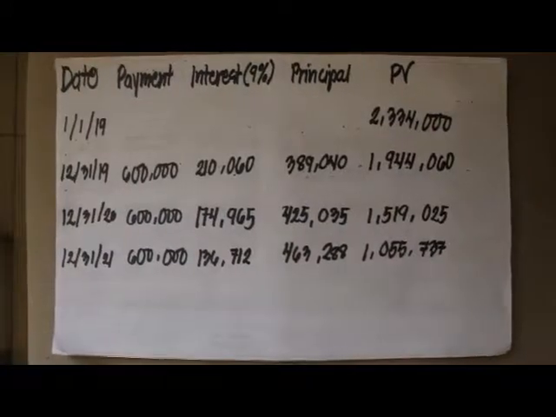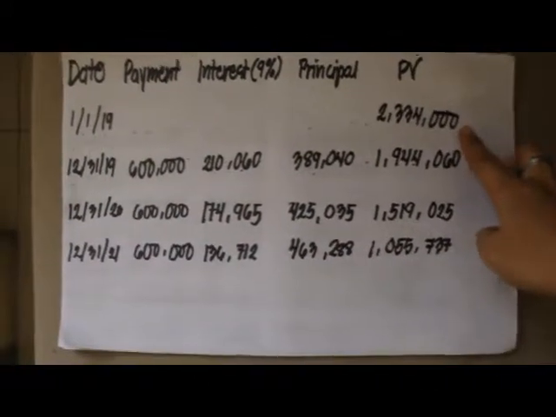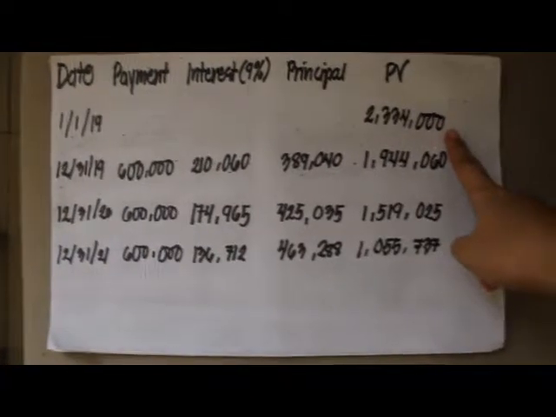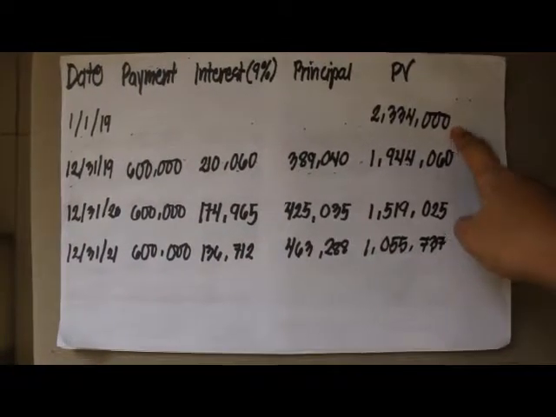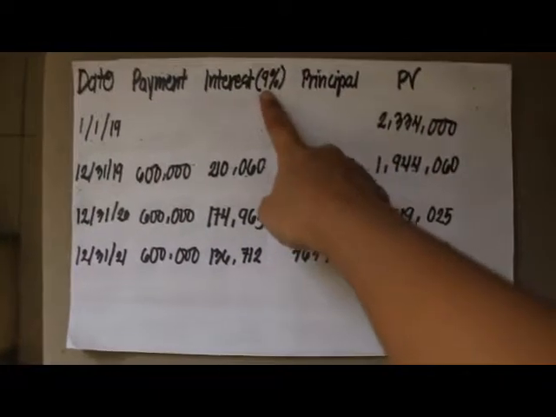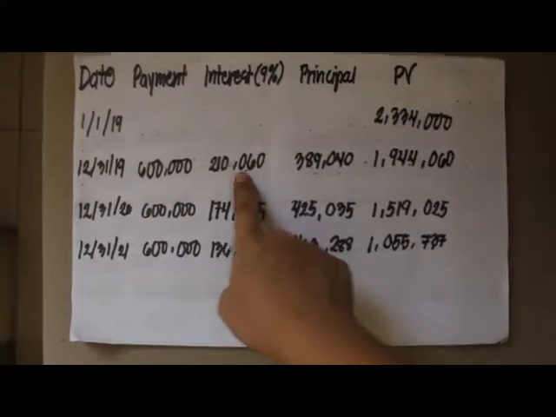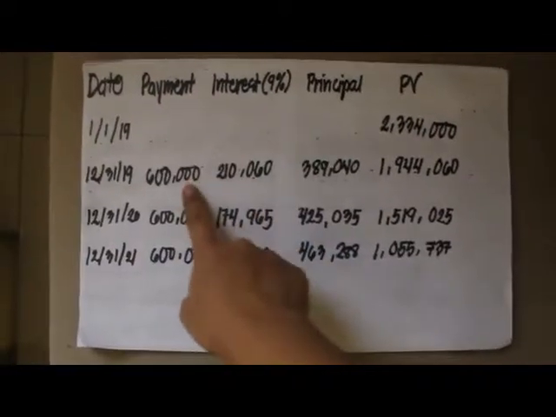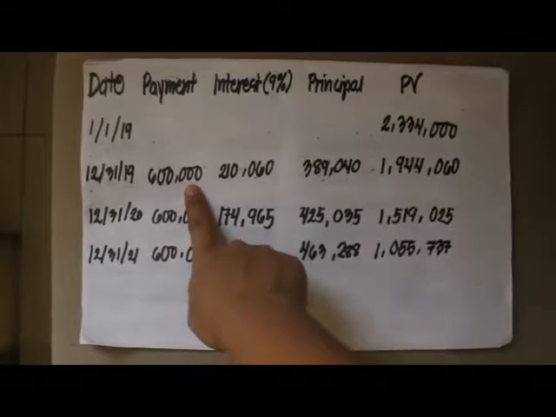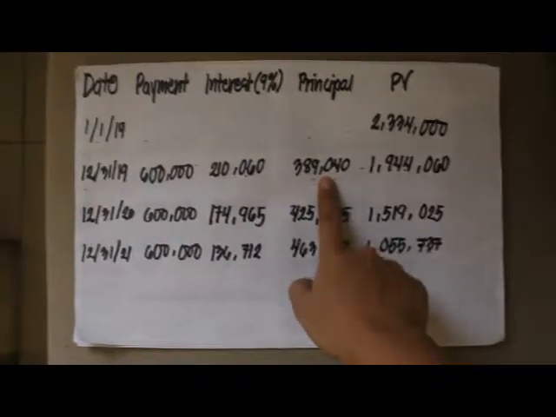Yung second step naman, yung prepare amortization table. Para sa Step 2, Amortization Table, magsimula lamang sa nakuhang present value ng lease liability na 2,334,000. I-multiply lang to sa interest rate na 9% para makuha ang interest expense na 210,060. I-minus lang to sa annual payment na 600,000 para makuha ang principal amount ng lease liability na 389,040.